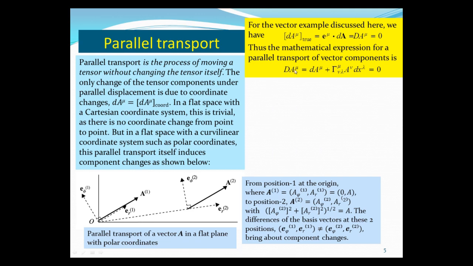So in the vector example discussed here, the true change is equal to 0 under parallel transport. Therefore, the mathematical expression of a parallel transport of a vector component is the differential plus the Christoffel symbol term equal to 0. So the total change is equal to the coordinate change only.